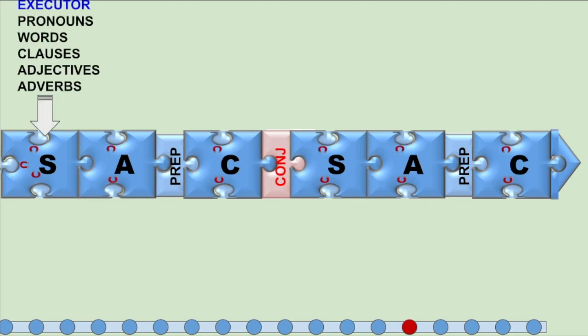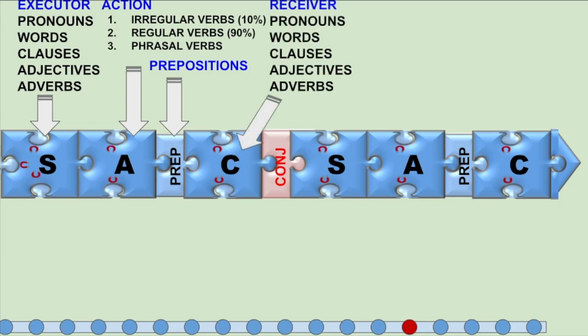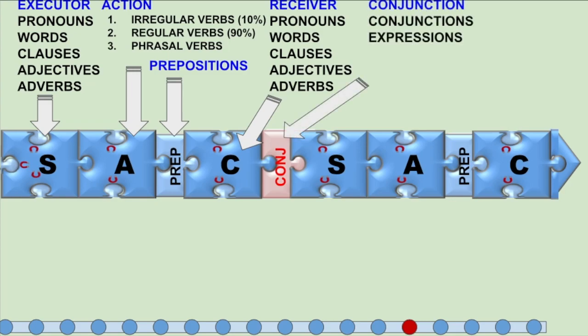So in the each element of the lexical approach will have the executor, which will usually be pronouns, words, clauses, adjectives, and adverbs, but it usually be pronouns. And then we have the action or the verbs, and then we have the prepositions if we have to have, and the receiver or the complement. That will be the pronouns, again, some words, clauses, adjectives, adverbs. It will depend on the sentence. It depends on the phrase. But mostly we have to have a receiver, a thing that will receive the action. And we may have the conjunction to link or not to link the two building blocks together.